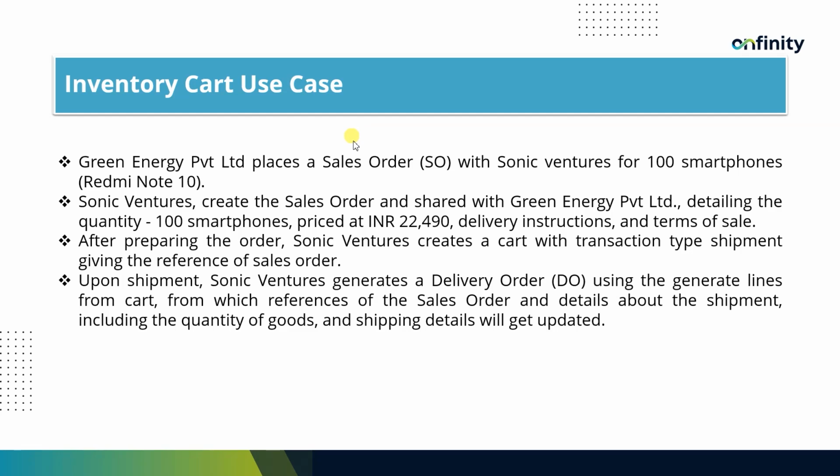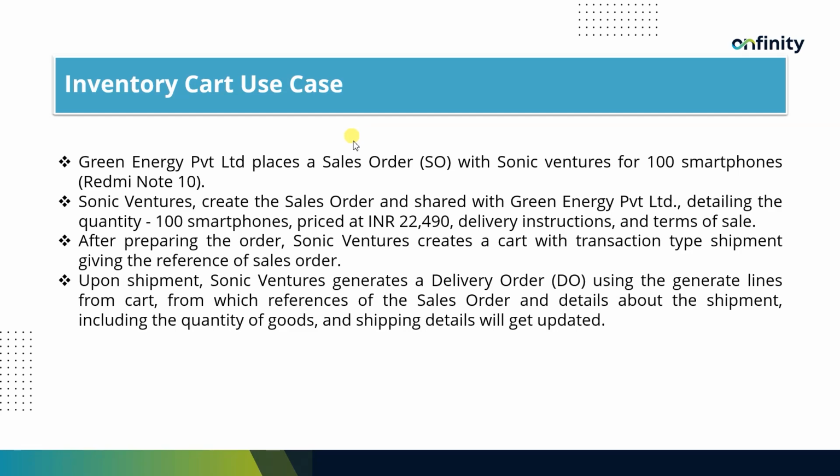After preparing the order, Sonic Ventures creates a cart with transaction type shipment, giving the reference of the sales order. Upon shipment, Sonic Ventures generates a delivery order, DO, using the generate lines from cart, from which references of the sales order and details about the shipment, including the quantity of goods and shipping details, will get updated.